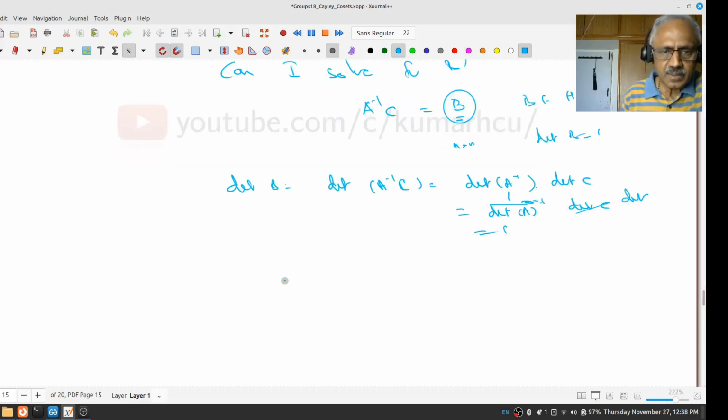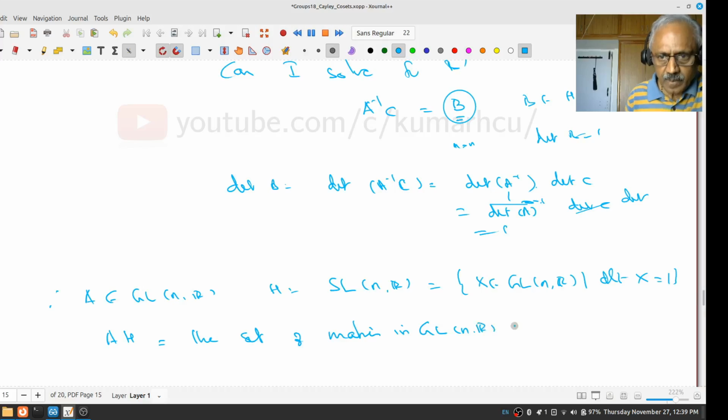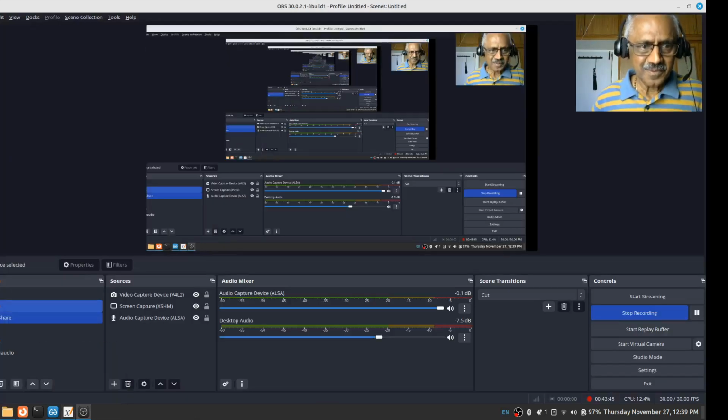Right? So what we have done is, if A is in GL n R and H is what we call SL n R, determinant 1, then AH is nothing other than the set of matrices in GL n R whose determinant is determinant of A. That's it. We have a beautiful characterization of cosets.